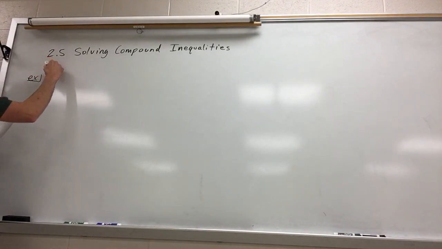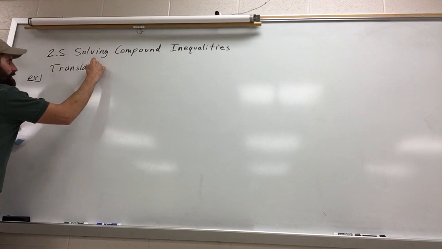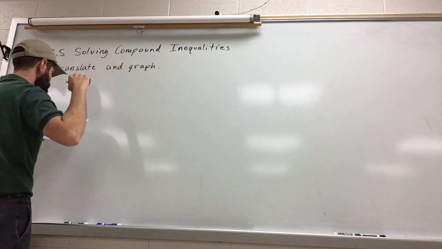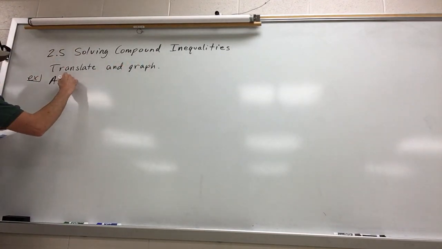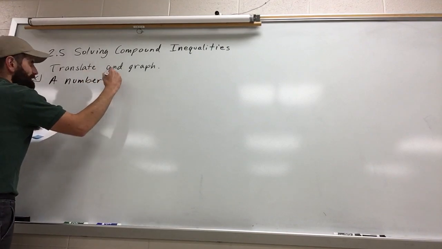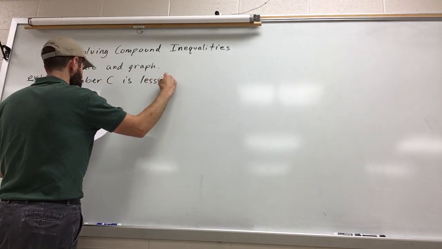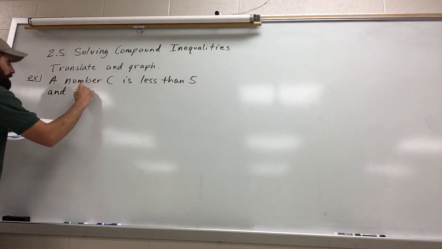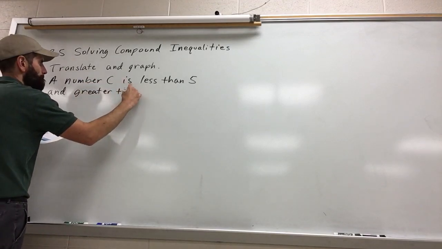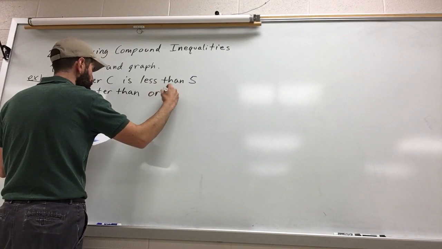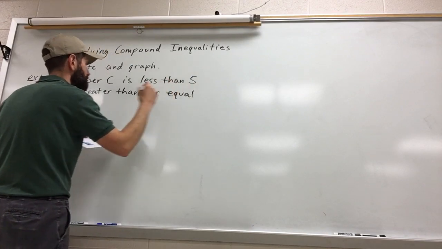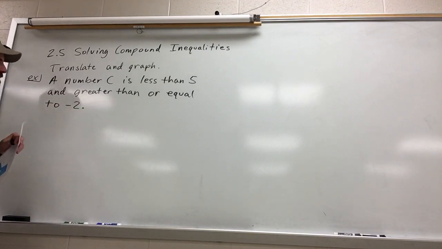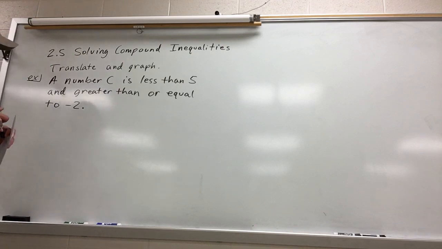For this example, our instructions are to translate and graph. And we've got a number C is less than 5 and greater than or equal to -2. A number C is less than 5 and greater than or equal to -2.